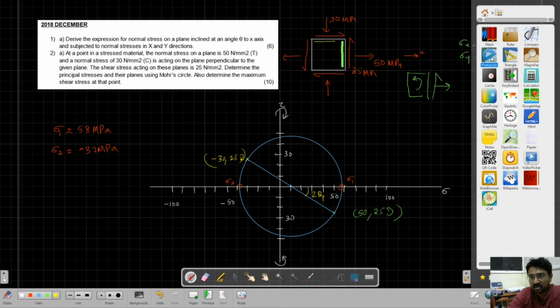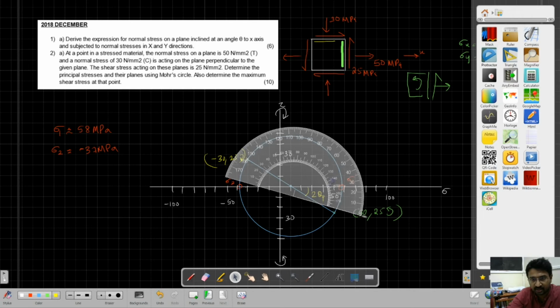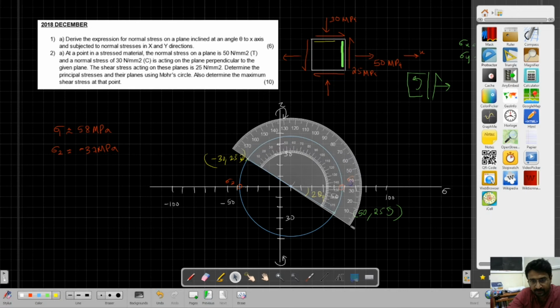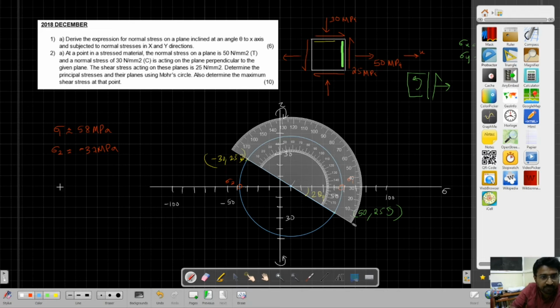So let's take a protractor. Let's rotate it, keep it at the center, and let's see. I think this is okay. So 31, 32 is the angle that I am getting. So approximately 2 theta p is equal to 32 degrees. So theta p, the angle of the principal plane, is 16 degrees. That is one principal plane. The other principal plane is this plus 180, so 180 by 2, that is 90.